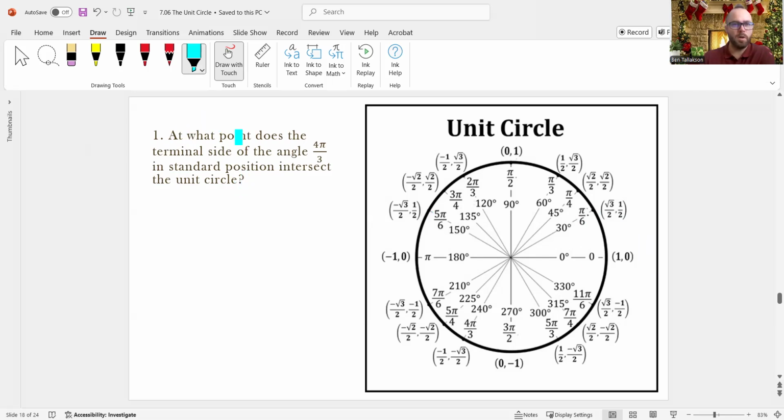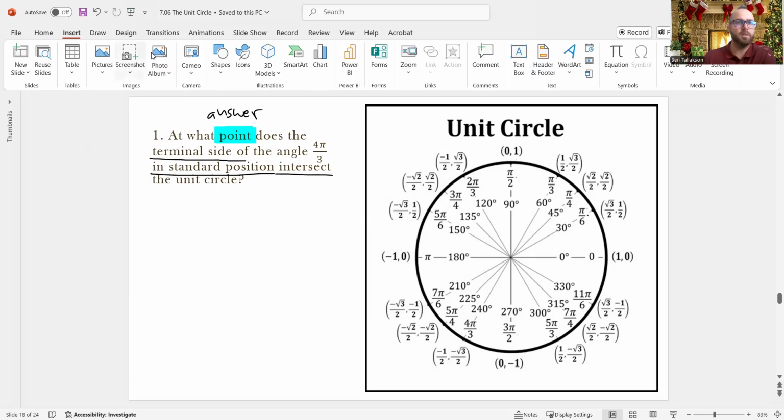It says, at what point? So we're looking for a point. That's what our answer is going to be. It's not going to be an angle, radian or degree. It's going to be a point on the outside. Okay. At what point does the terminal side of the angle, so this is very wordy, terminal side of the angle 4 pi over 3 in standard position intersect the unit circle? That is very wordy. Remember, this is really all that it means.